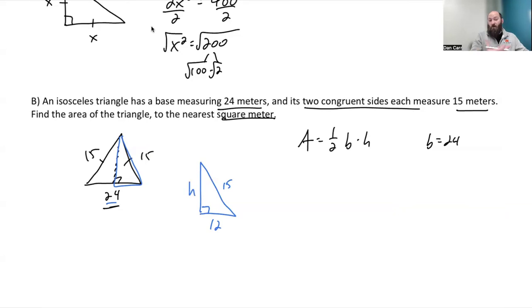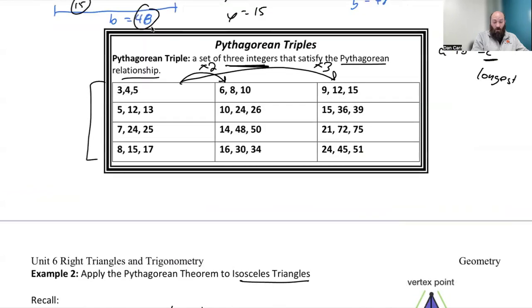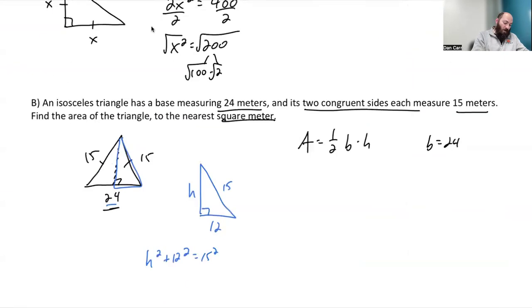Well, this is where Pythagorean triples are handy. I can go ahead and do this as h squared plus 12 squared equals 15 squared. But if you recognize the Pythagorean triple here, it's a 9, 12, 15. It's a 3, 4, 5 multiplied by 3. So as a shortcut, I know that h is just going to be 9. It makes it a little bit quicker if I recognize my Pythagorean triples.